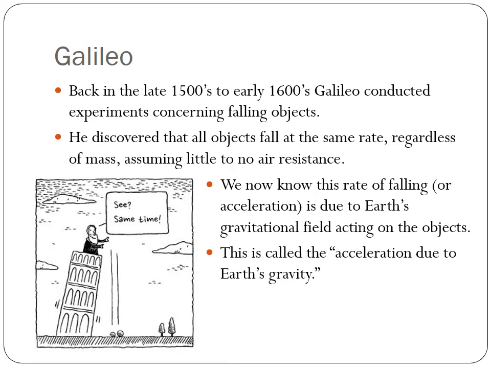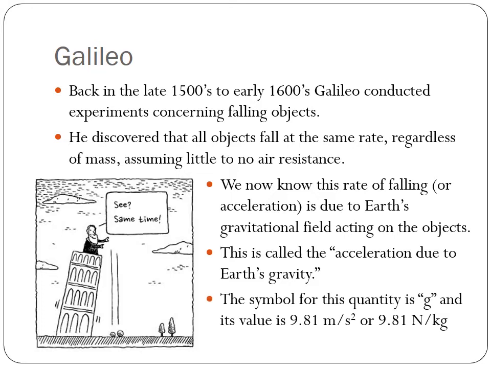Again, this is called the acceleration due to Earth's gravity. I won't call that gravity because it's actually an acceleration. The gravity is making objects accelerate. And the symbol for the acceleration due to Earth's gravity is g, and the value is 9.81 meters per squared second, or 9.81 newtons per kilogram.